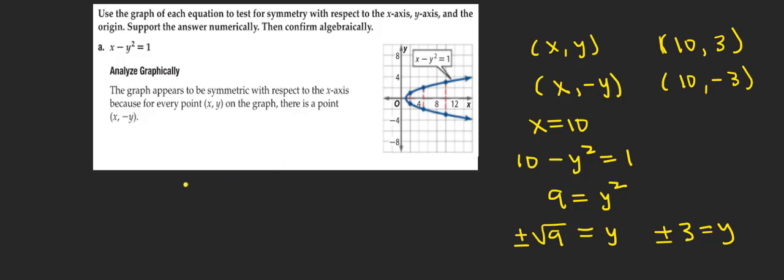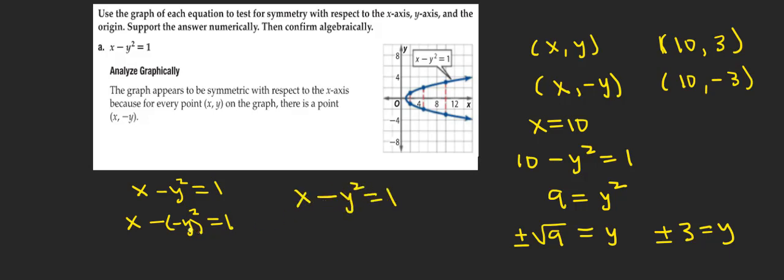What about algebraically? Well, you've got x minus y squared equals 1. If you plug in negative y instead of y, you still need to get the same equation. Let's see if that happens. Instead of y, I'm plugging in negative y. What is the quantity negative y, squared? You still get y squared. So notice, even though you plug in negative y, you still end up with the same equation. Therefore, this graph is symmetric with respect to the x-axis.